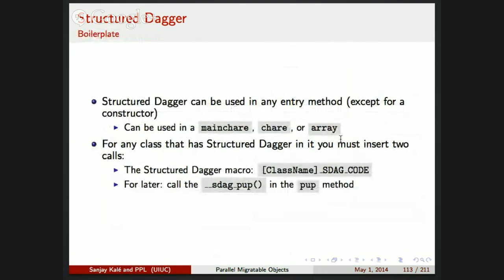So, structured dagger can be used in any normal entry method, excluding a constructor. It can be used on a main chare, or an array. And then there's a little bit of extra you need to add when you have structured dagger code. Again, this is going to be in the CI file. Code for this structured dagger stuff is going to be generated by the charmc translator. It'll generate a macro that you need to include in your actual C++ file, so it knows what extra code to include there. It also adds a little bit extra to the pup method. You need to also call sdag's pup, so any sdag state information can be pupped as well.